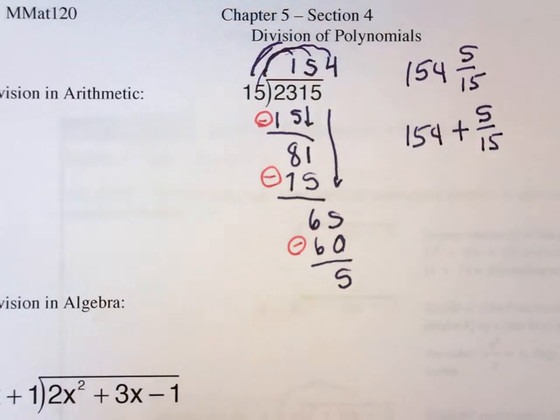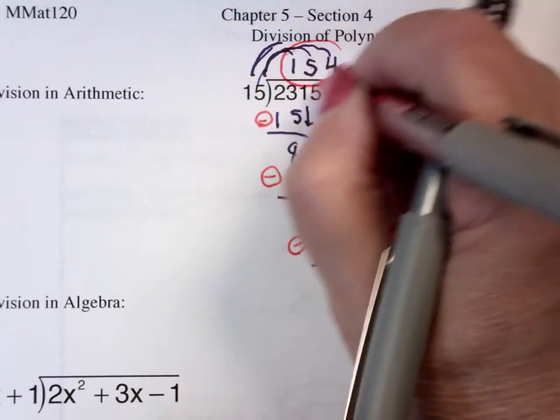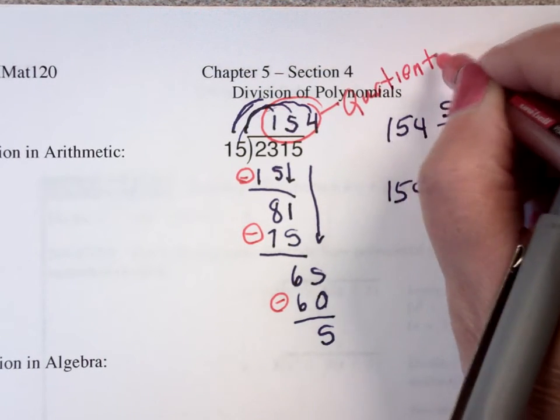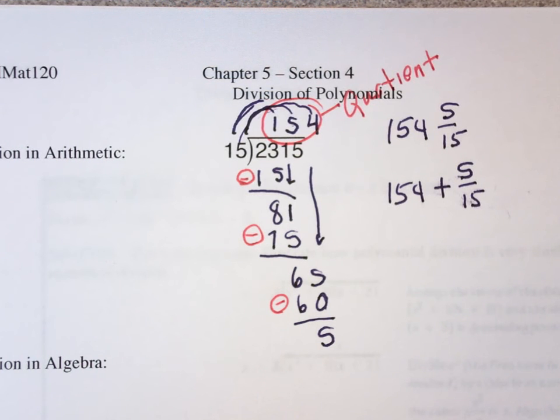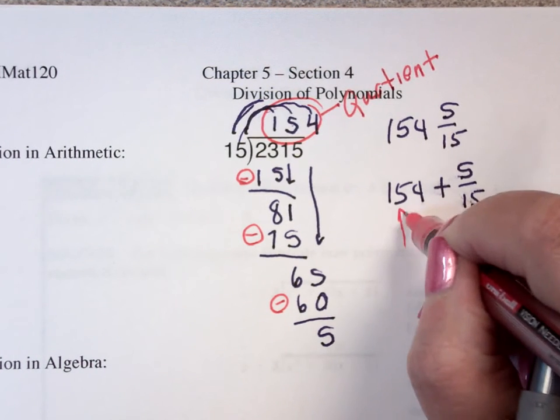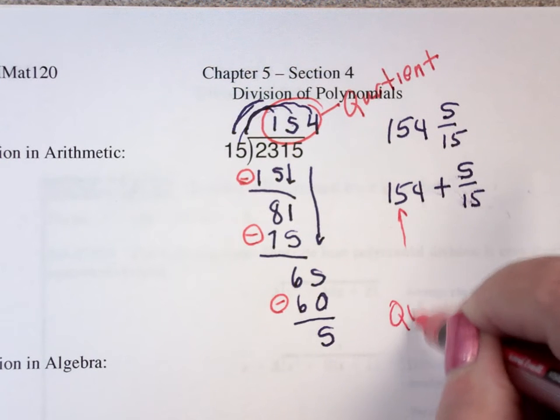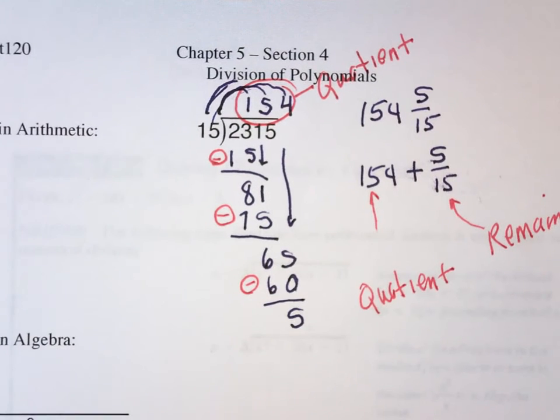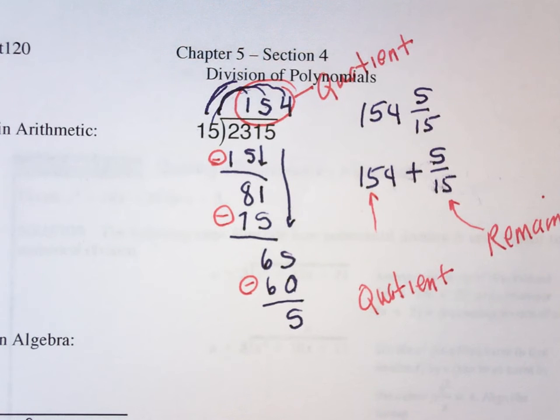You're going to have what we call the quotient. That's what this guy is here. Quotient plus the remainder. This is your fractional part. And in arithmetic, you just slam them together because that tells you you're going to go 154 units and an additional 5/15 units. But in algebra, you don't have that luxury.